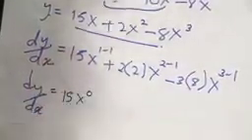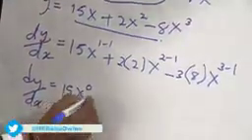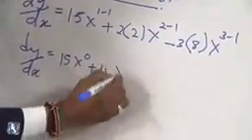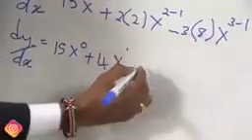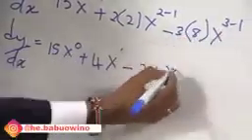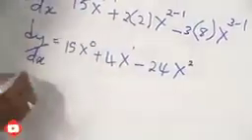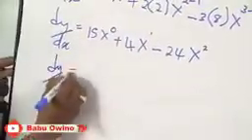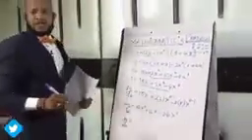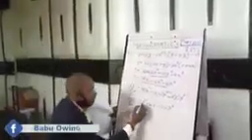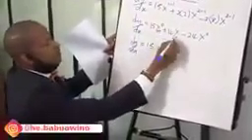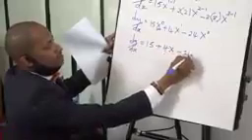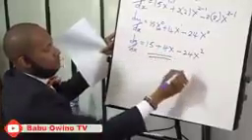So dy/dx equals 15x raised to power 0, 1 minus 1 is 0, plus 2 times 2 is 4x, 2 minus 1 is 1, minus 3 times 8 is 24x, 3 minus 1 is 2. So from here, any number raised to power 0 equals 1, or any letter raised to power 0 equals 1. Therefore, x raised to power 0 equals 1. So this is 15 times 1 is 15, plus 4x, minus 24x squared. This is our answer.